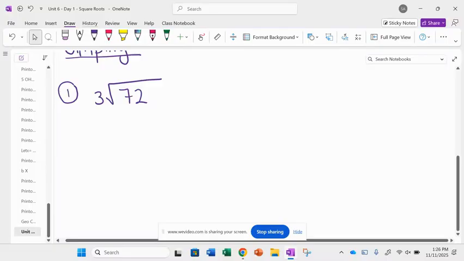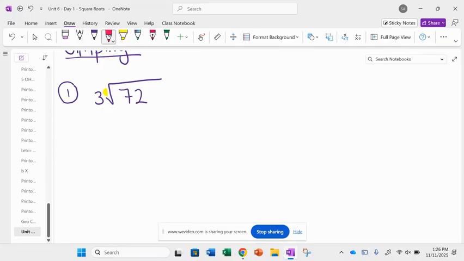When we come to simplify this, we're looking at whatever that index is. There's no index written, so it's implied that it's a 2. And that's saying I need pairs. I want pairs to pull out. So I break this down into factors. My point of factors is not to bring it down into primes, it's to get pairs out of it. So my best 2 factors to start off with are 36 and 2. Why do you think I started off with 36 and 2 and not 8 and 9? Because 36 is a perfect square, so it gives me a pair.